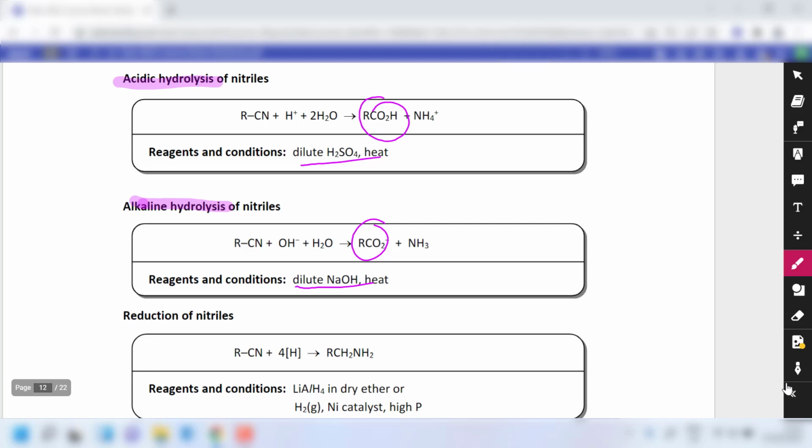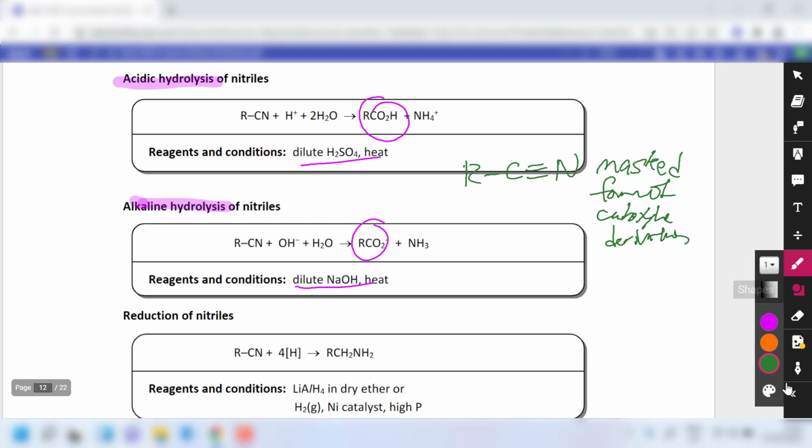Carboxylic acid, because you might want to know that a cyanide functional group is actually a masked form of carboxylic acid derivatives, which will be the second last topic in your H2 curriculum. When we have a cyanide or nitrile functional group, the carbon takes on a partial positive charge, and the nitrogen takes on a partial negative charge.